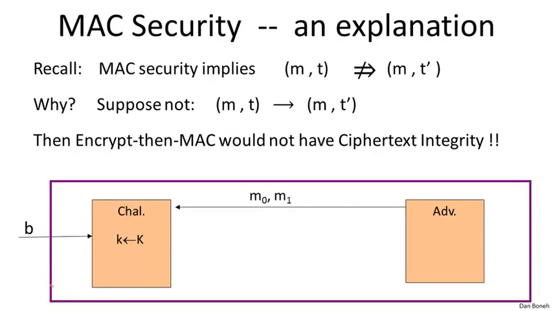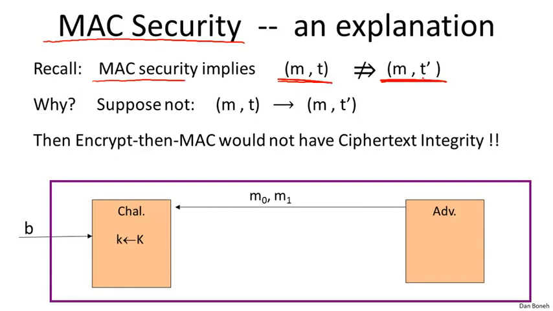So now that we understand this mode of encrypt then MAC, we can go back to the definition of MAC security, and I can explain to you something that might have been a little obscure when we looked at that definition. If you remember, one of the requirements that followed from our definition of secure MACs meant that given a message MAC pair on a message M, the attacker cannot produce another tag on the same message M.